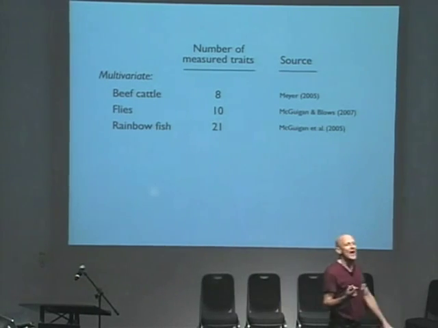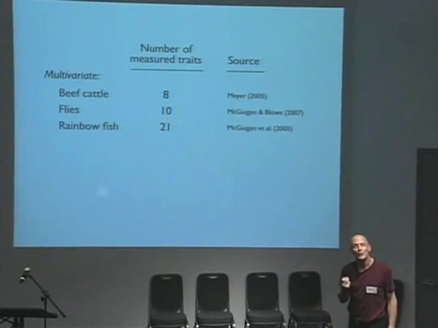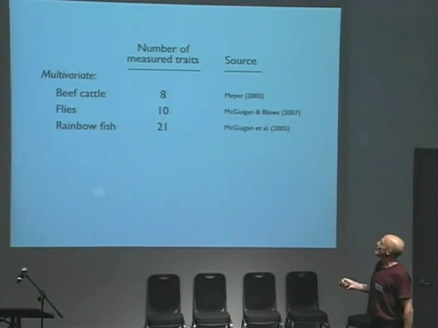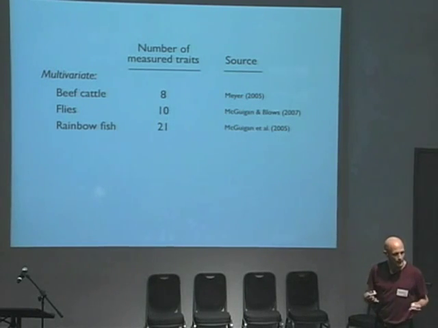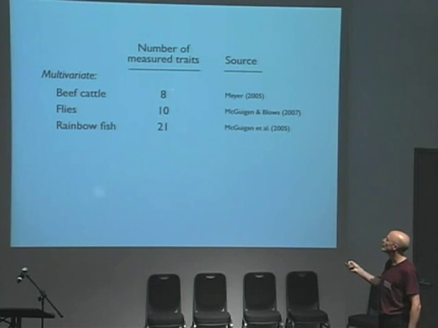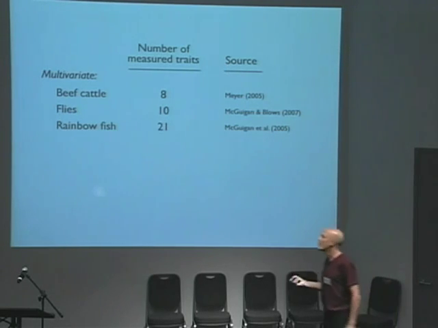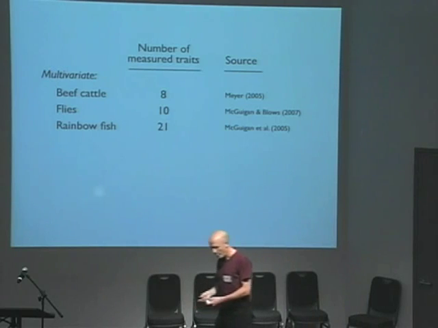So what is the reality? Now what I want to do is show you some data. I collected from the literature data on multivariate variance-covariance matrices where a substantial number of traits have been measured. Here's a data set from beef cattle, one from Drosophila serrata, one from a fish. In all cases, we've got a fair number of traits that have been measured.